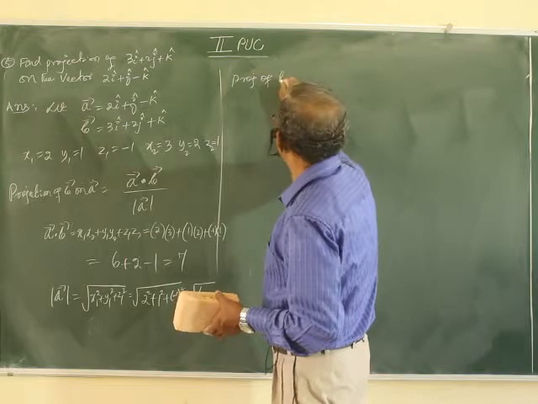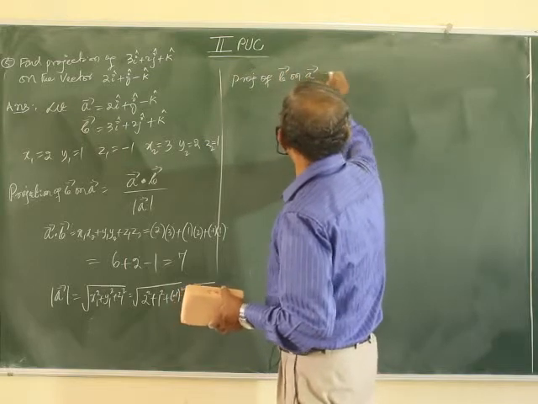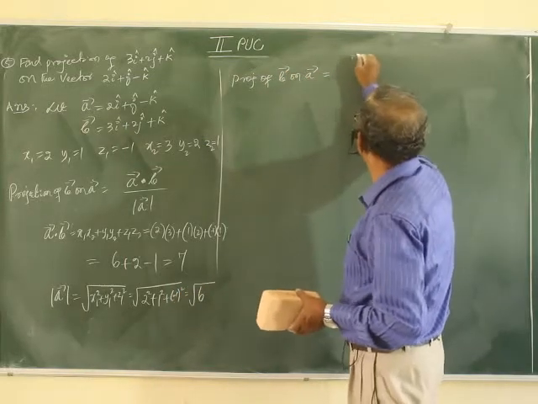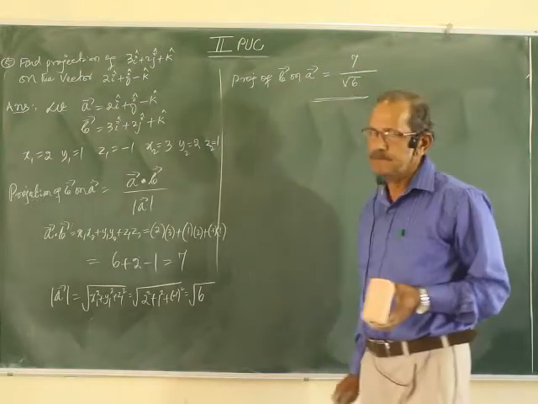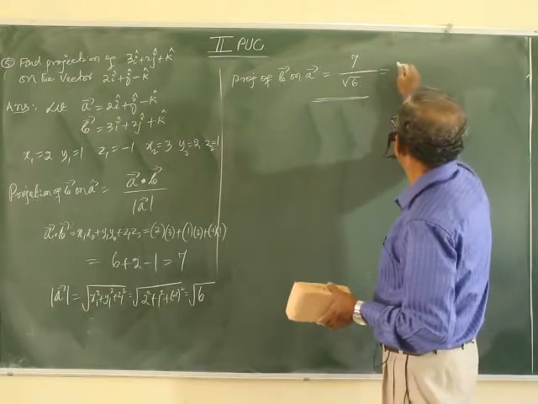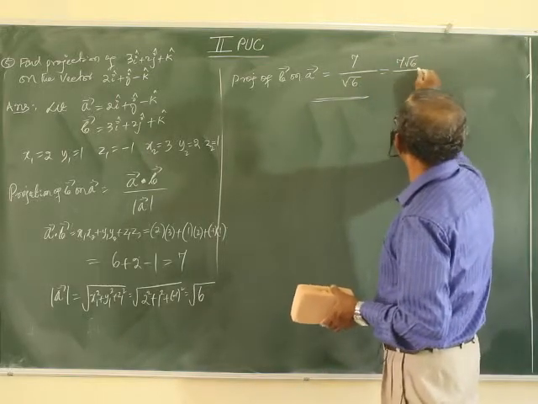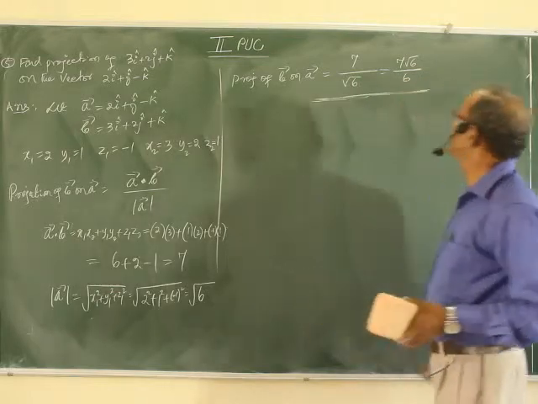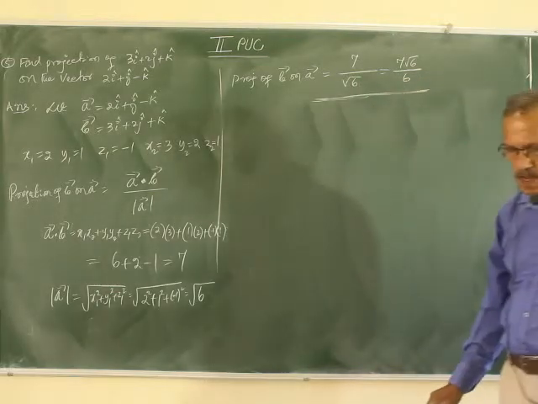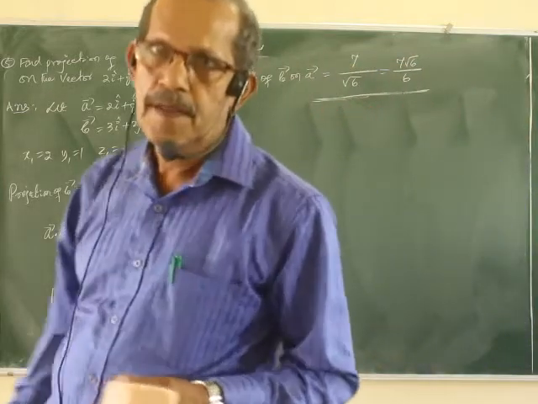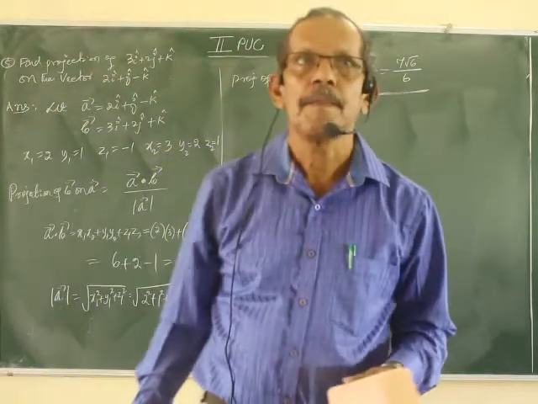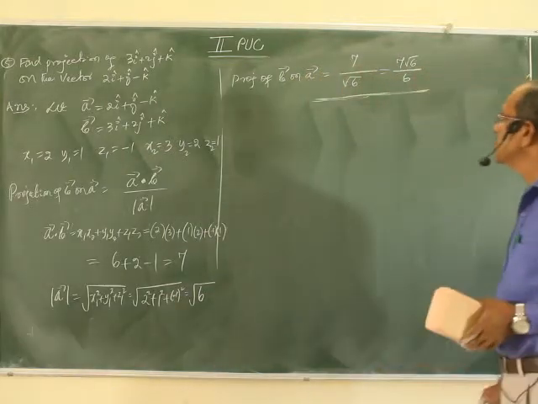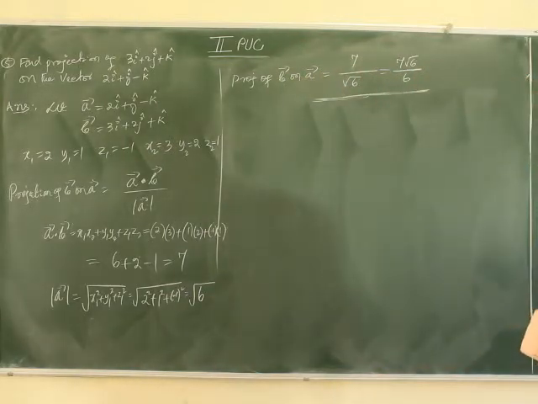Projection of B on A equals A dot B divided by mod A, or if you rationalize the denominator, you get like this. Right?